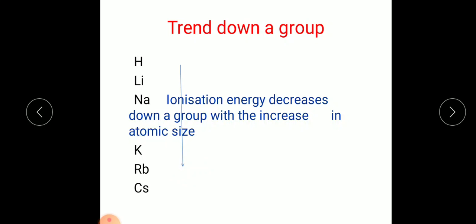Fine. So today we came to learn about ionization energy, its definition, its unit, and what factors it depends upon. Then we discussed how it changes as we move from left to right across a period, and also we have seen what will happen down the group.